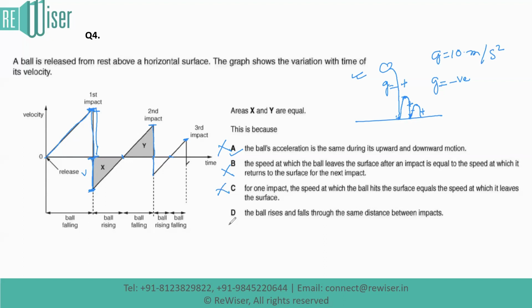Now we are left with D. That is, the ball rises and falls through the same distance between impacts. Okay, while rising, as you can see, the covered distance is this much, and while falling also the covered distance is the same. Here in this case also, while rising, it has crossed this distance, and again while falling, it is falling by the same distance. So option D is the correct answer.